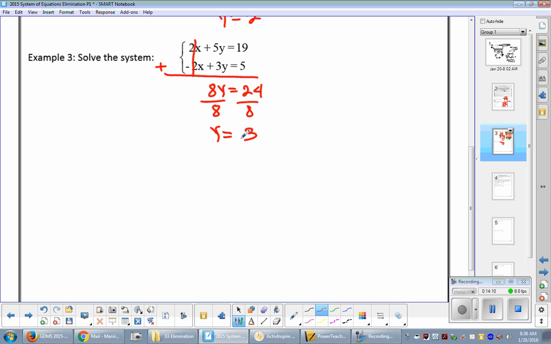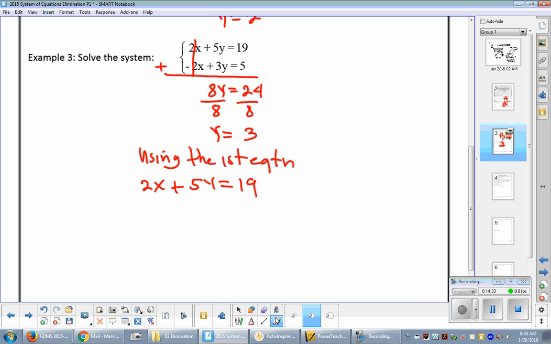Okay. Now we can use the first equation or the second equation. I'll use the first equation. Using the first equation, I'll have 2x plus 5y equals 19. But y is equal to 3, so I'll just replace y by 3. I'll have here 2x plus 15 equals 19.